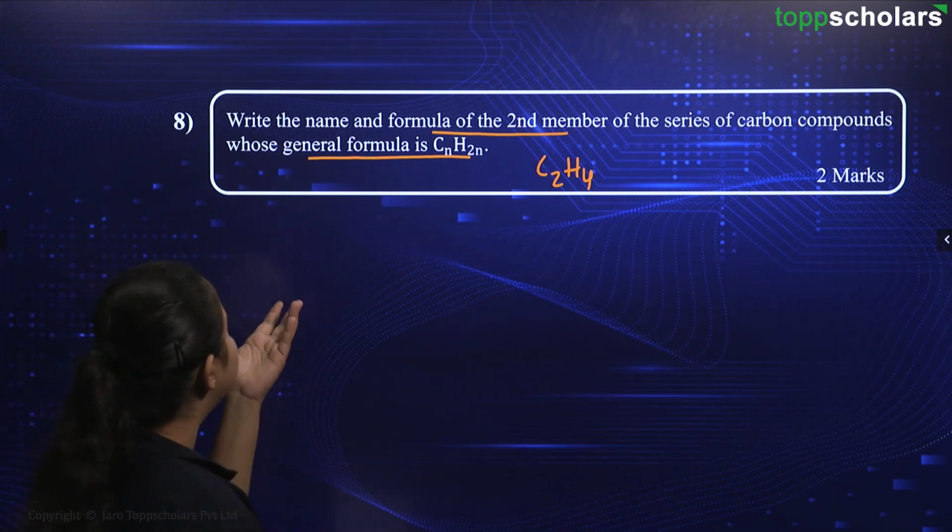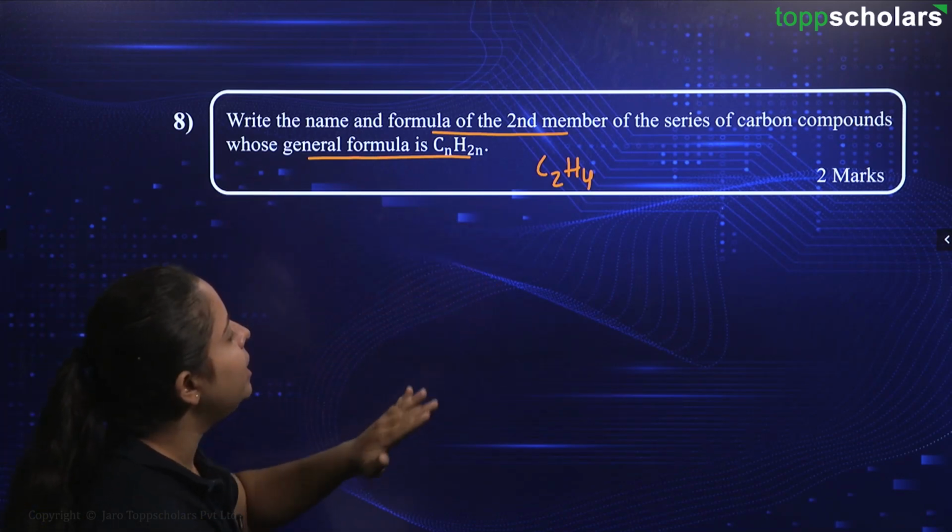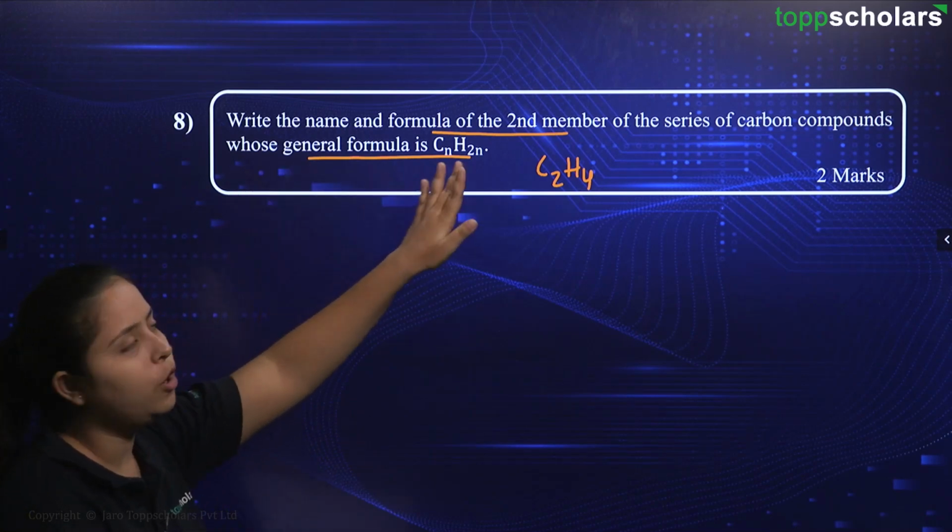So let's come back to the question again. Write the name and formula of the second member of the series of carbon compounds whose formula is this.